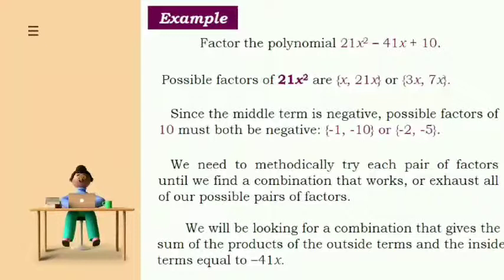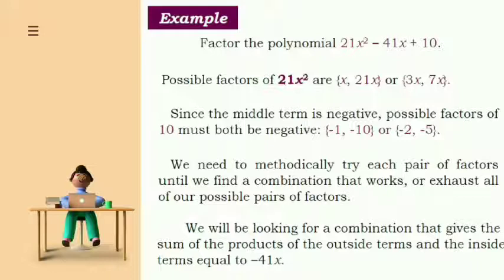Another example. Factor the polynomial 21x squared minus 41x plus 10. Possible factors for 21x squared are x and 21x, or 3x and 7x. Since the middle term is negative, possible factors of 10 must both be negative: negative 1 and negative 10, or negative 2 and negative 5.